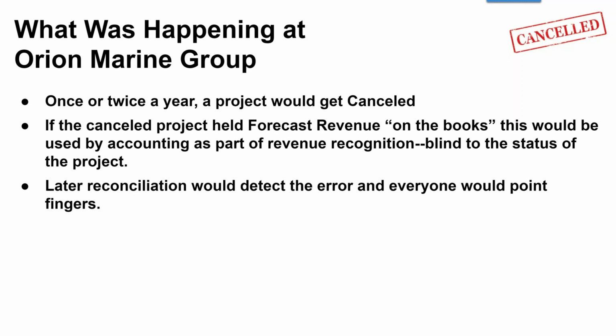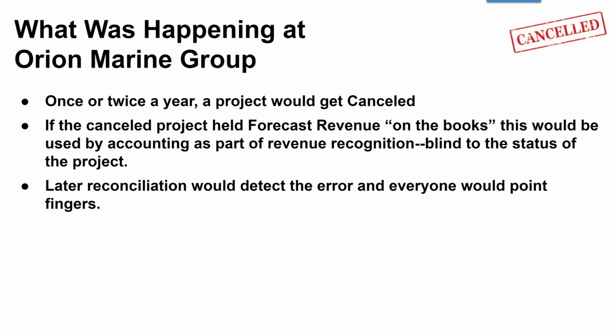The thing is, when that cancellation happens, the project manager isn't thinking about his forecasting role. They just want to get this thing out of the picture. And they would go in and set that project to canceled.